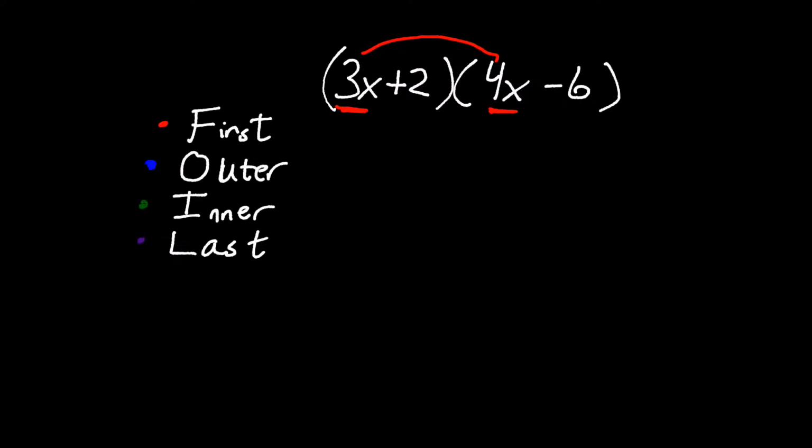3x times 4x. I have 3 times 4, which is 12. And then I have x times x, which is x squared. And there's our first piece. Now we need our outer terms. So just like before, what are the outer terms? And hopefully you're able to say that it is 3x and the negative 6. So we are going to be multiplying 3x times negative 6.